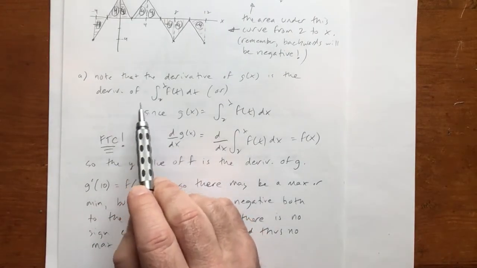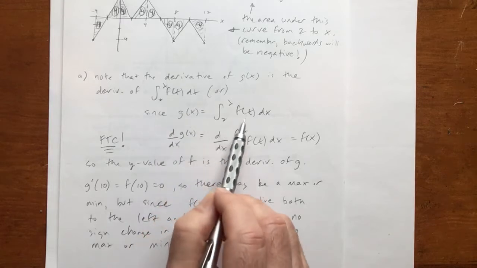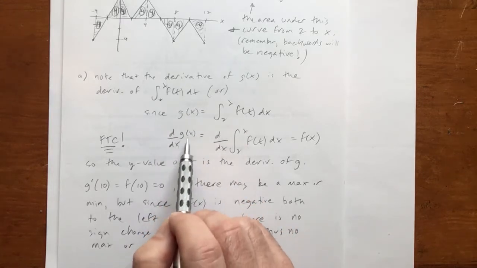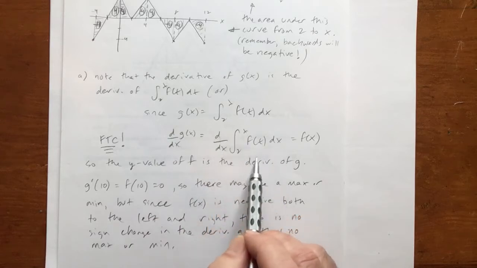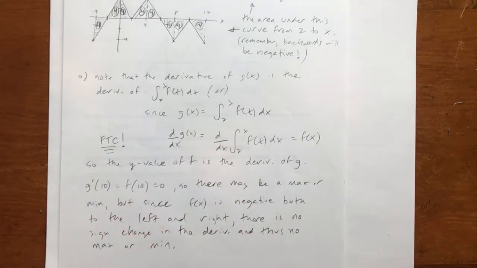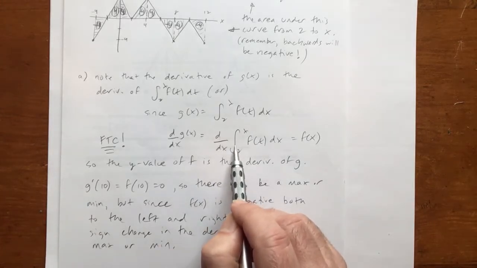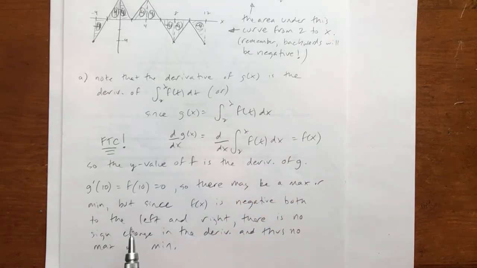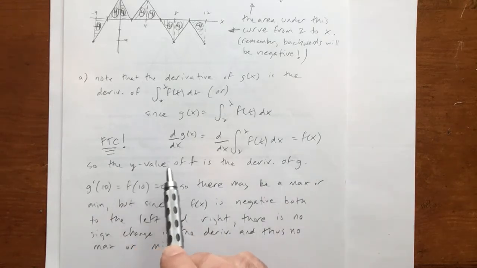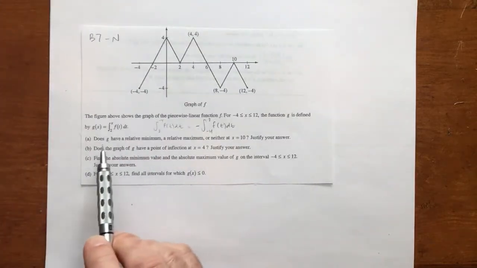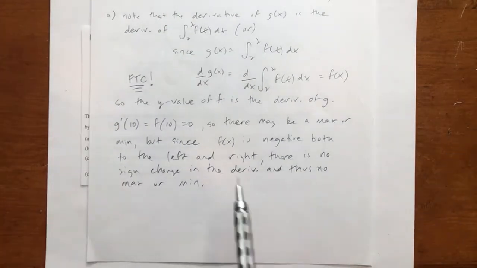And the derivative of g, here's g, right here. The derivative of both sides would give me the derivative of g, and this, I hope, strikes you as a fundamental theorem of calculus problem. The derivative of this antiderivative, note that we just get the original function. In other words, the derivative of g at x is the y value of f for that given x. And they're asking about x equals 10. They're asking, is there a min or a max there?